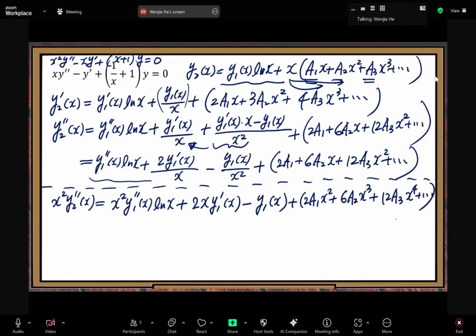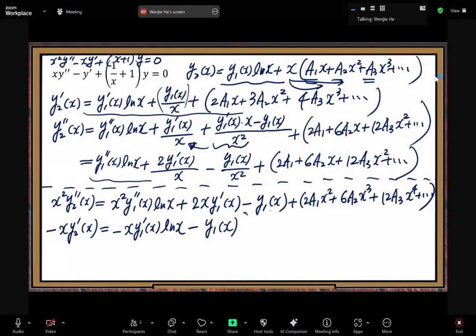All right. Then negative x y2 prime of x. So use this line, okay? We need to keep the minus sign. Minus x y1 prime natural log of x minus y1 of x. See?